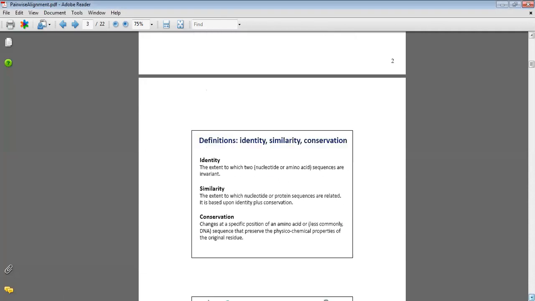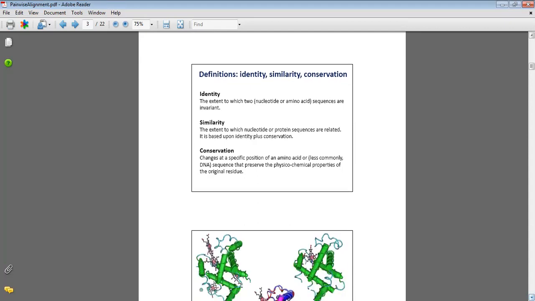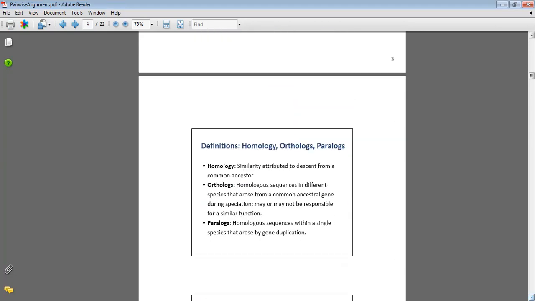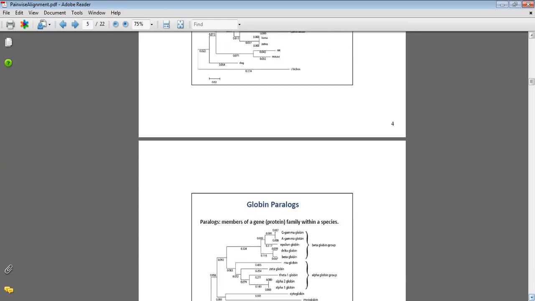For identity, similarity and conservation: identity is the extent to which two nucleotide or amino acid sequences are invariant. Similarity is the extent to which nucleotide or protein sequences are related, based upon identity plus conservation. Conservation is a change at a specific position of the amino acids in the sequence that preserves the physiochemical properties. And homology is similarity; orthology and paralogy are also important.